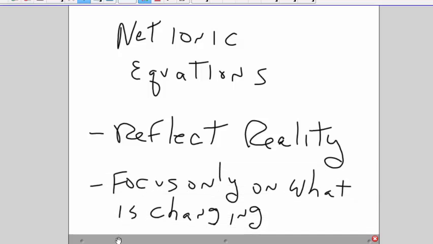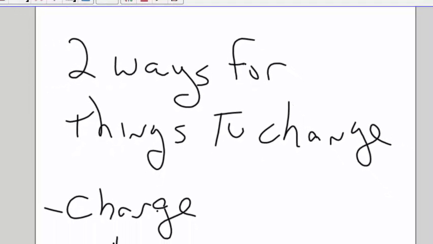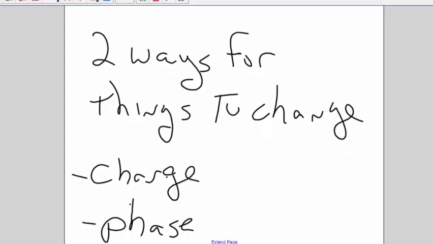The other thing to remember is, again, only what's changing. That's the focus. Only what's changing. There are two ways for things to change. They can change charge. They can change phase. So charge, something might go from uncharged to an ion, neutral to an ion. Something might go from Fe2+ to Fe3+. That changes its charge. Phase means solid, liquid, gas, aqueous.